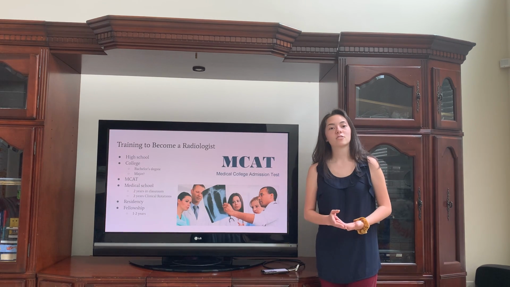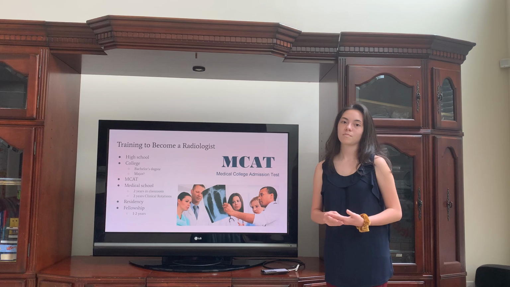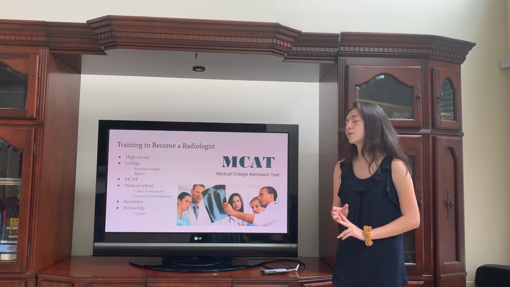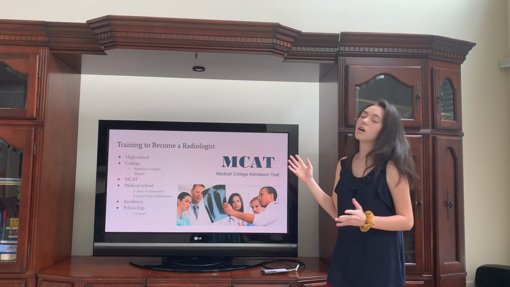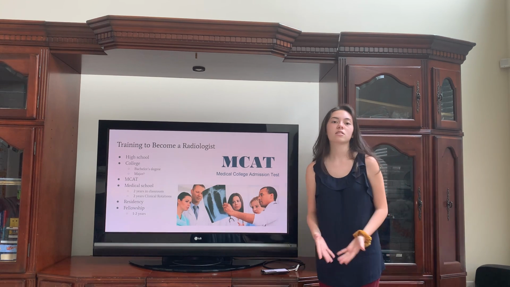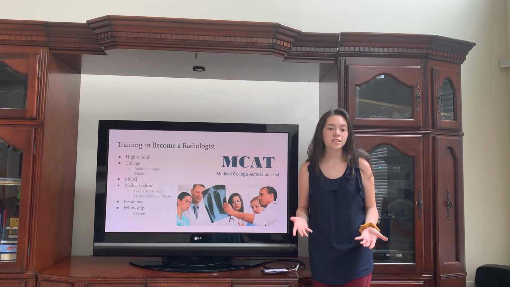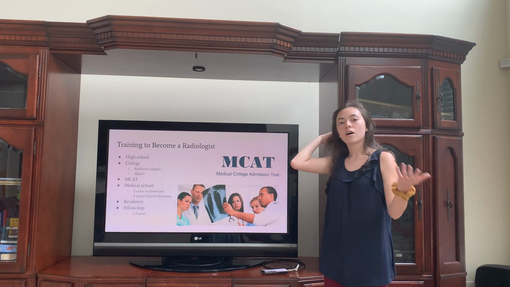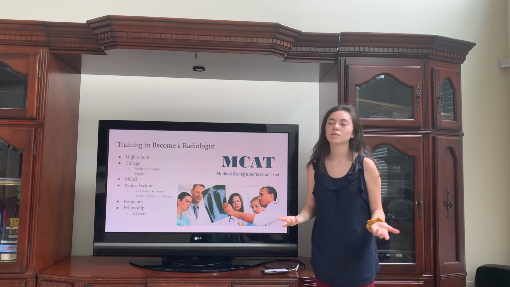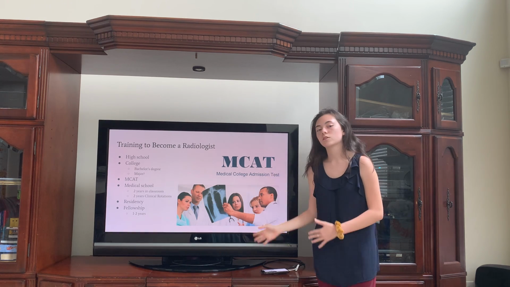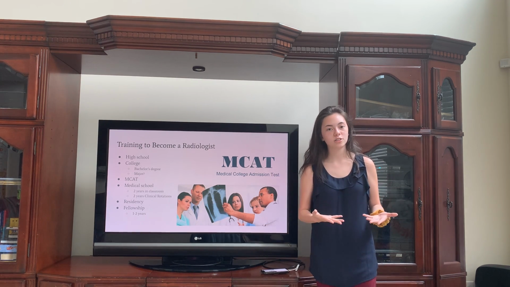Training to become a radiologist really begins in high school. You have to be making good grades, get a good SAT and ACT score. It's also a good idea to maybe join a club, do extracurricular activities. You should be volunteering in your community, whether that be getting hours or serving your community. All of that is what's going to drive you to get into a good college.